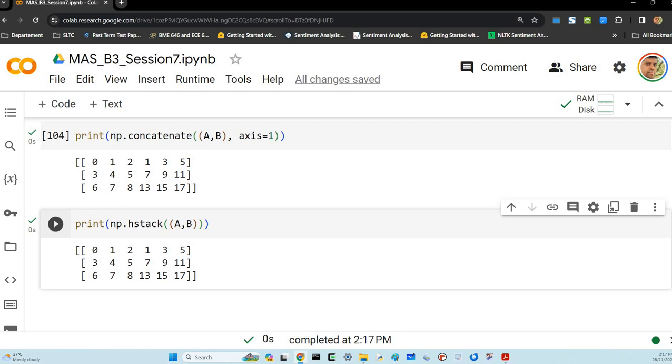Okay, now that you know all the methods, can you combine all these 4 into 1 like this? Can you combine everything like this? A, B, C, D. It should be 6 by 6, right? Can you combine all the 4 to make a 6 by 6 matrix which has A, B, C, D?